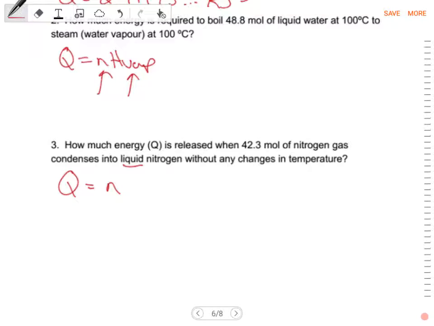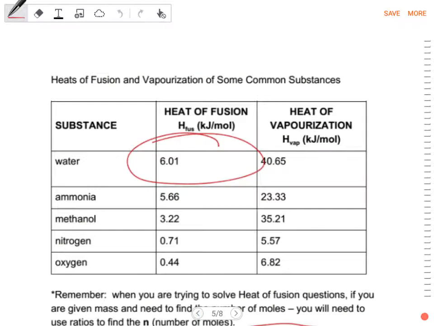So if you really look at this, we are going from nitrogen gas, and it says we are condensing into nitrogen liquid. So is that fusion or vaporization? Well, it's going to be ΔH vaporization. Find your value from the table. Hopefully there should be one here for nitrogen. There it is. That's the one you would use in that question.